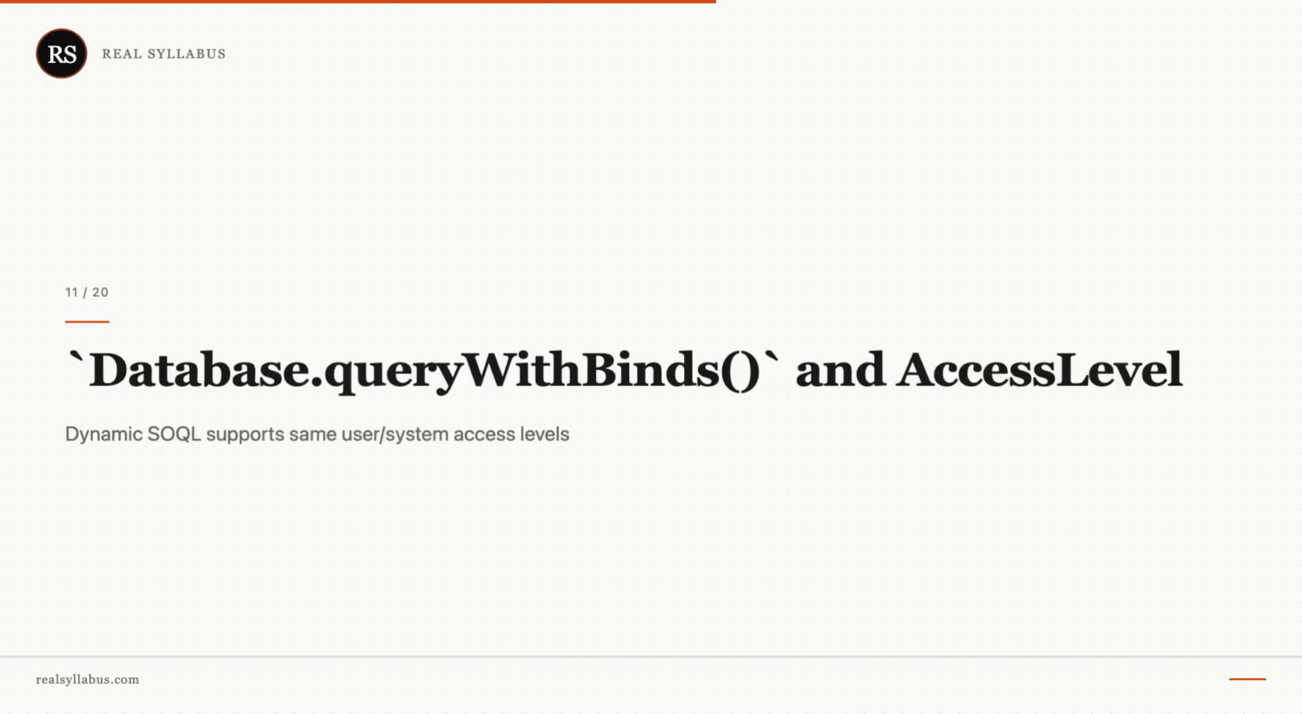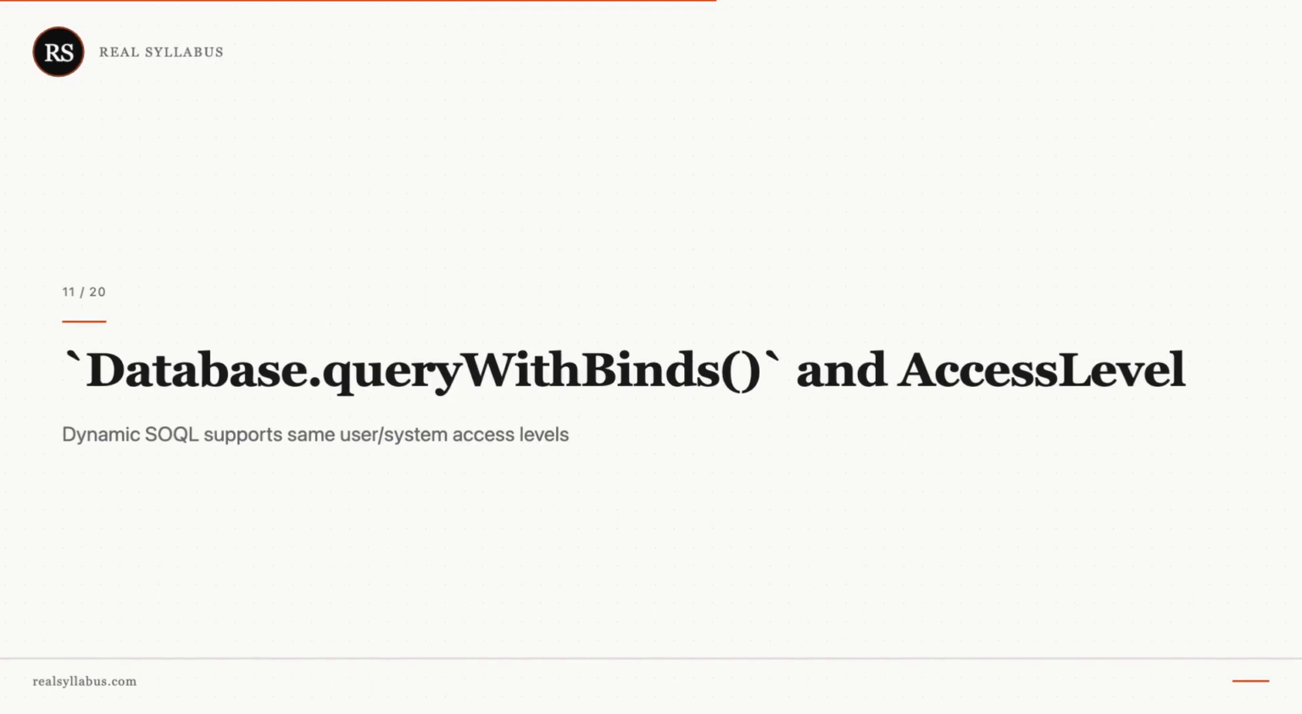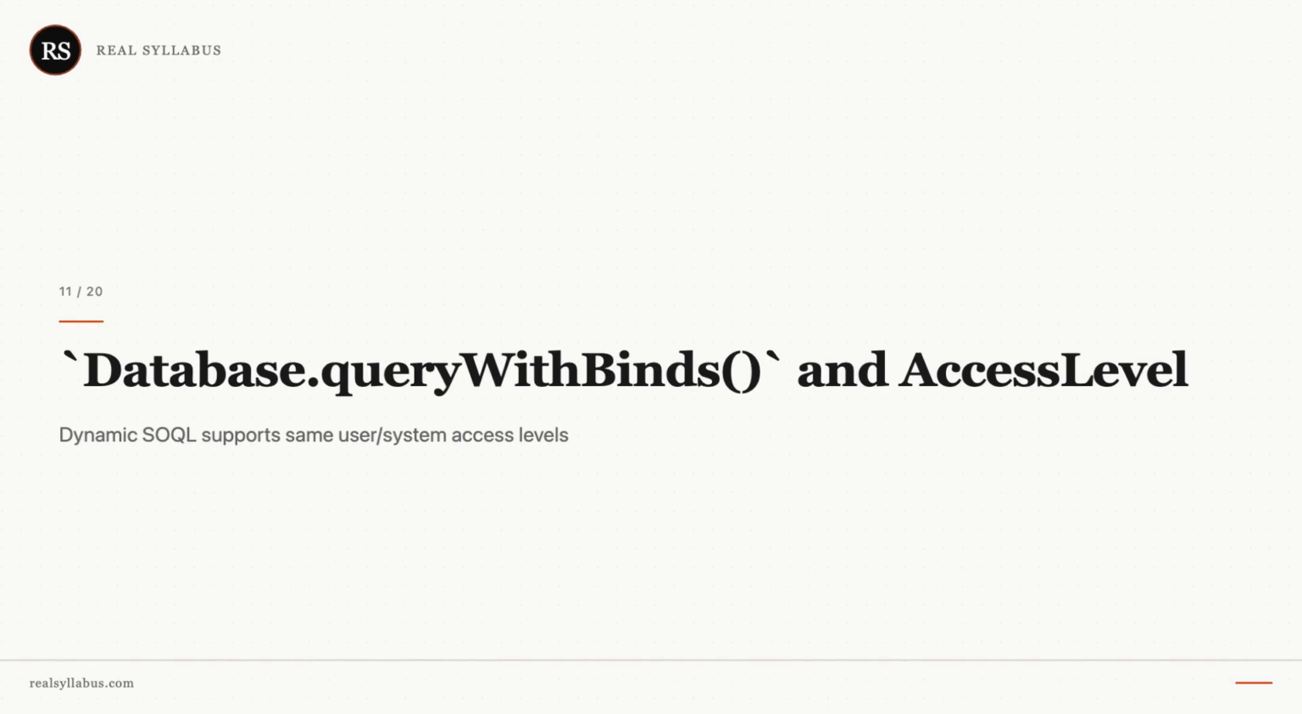Dynamic SOQL through Database.queryWithBinds supports the same access control through the AccessLevel enum, available from API version 57.0. Instead of hard-coding the query string with a USER_MODE clause, you pass AccessLevel.USER_MODE as the third argument. The syntax looks like this: Database.queryWithBinds, SOQL string, binds map, AccessLevel.USER_MODE. This is the correct approach for dynamic queries built at runtime.